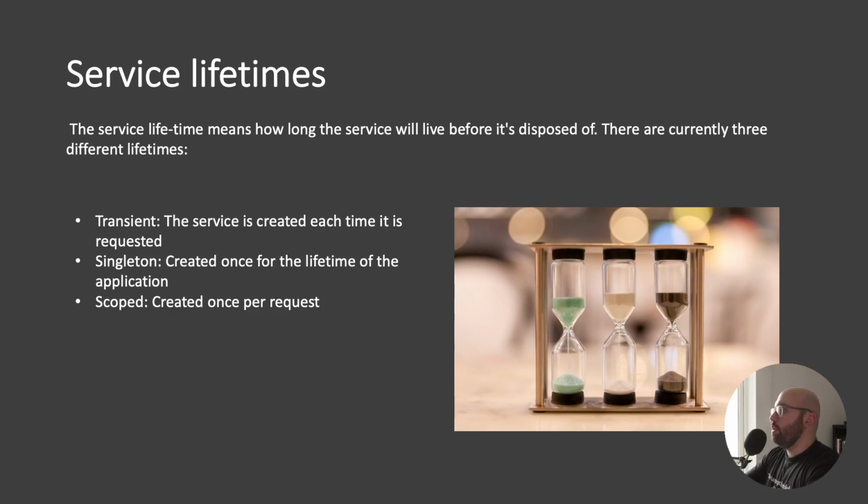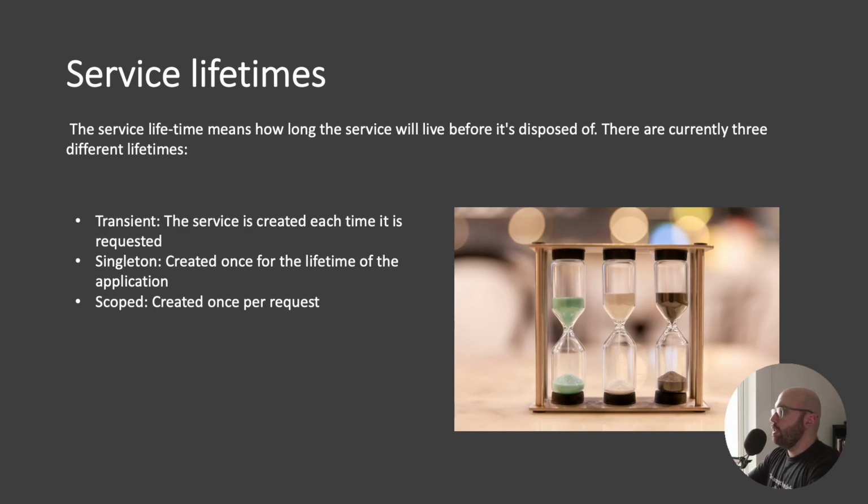A transient lifetime means that every time I request that service, a new object is created for us automatically. So an object is never reused. It's like having, for example, var obj equal new object. Every time we request that service, a new object is created for us, and the previous object is automatically removed from memory. So that's what transient means: for every request, every time we need that service, a new object is created for us.